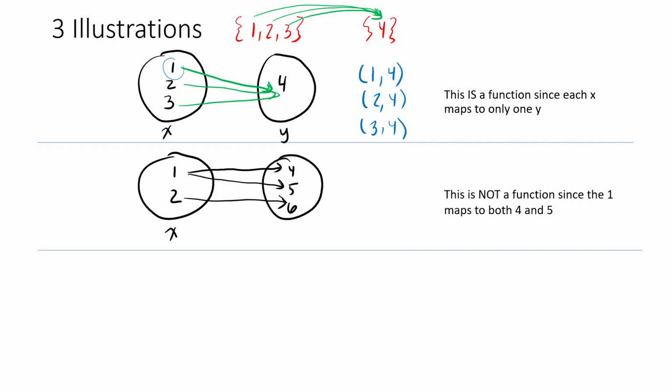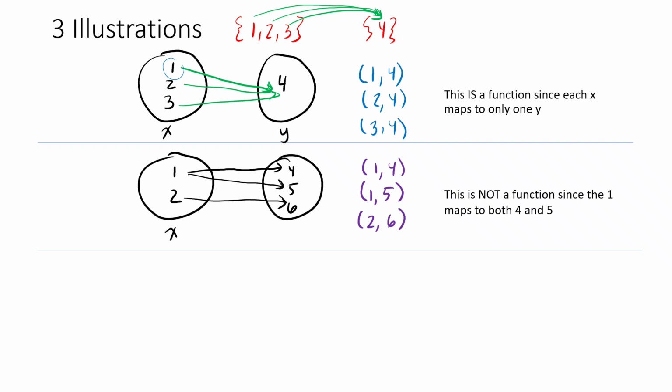This is not a function since the 1 maps to both a 4 and a 5. So let's break that down. We want to make sure we are seeing this clearly. The 1, we trace where the 1 goes. The 1 maps to a 4. Okay, so we can see 1 mapping to the 4, but 1 also is mapping to a 5. And the 2 is fine. The 2 is mapping to the 6.